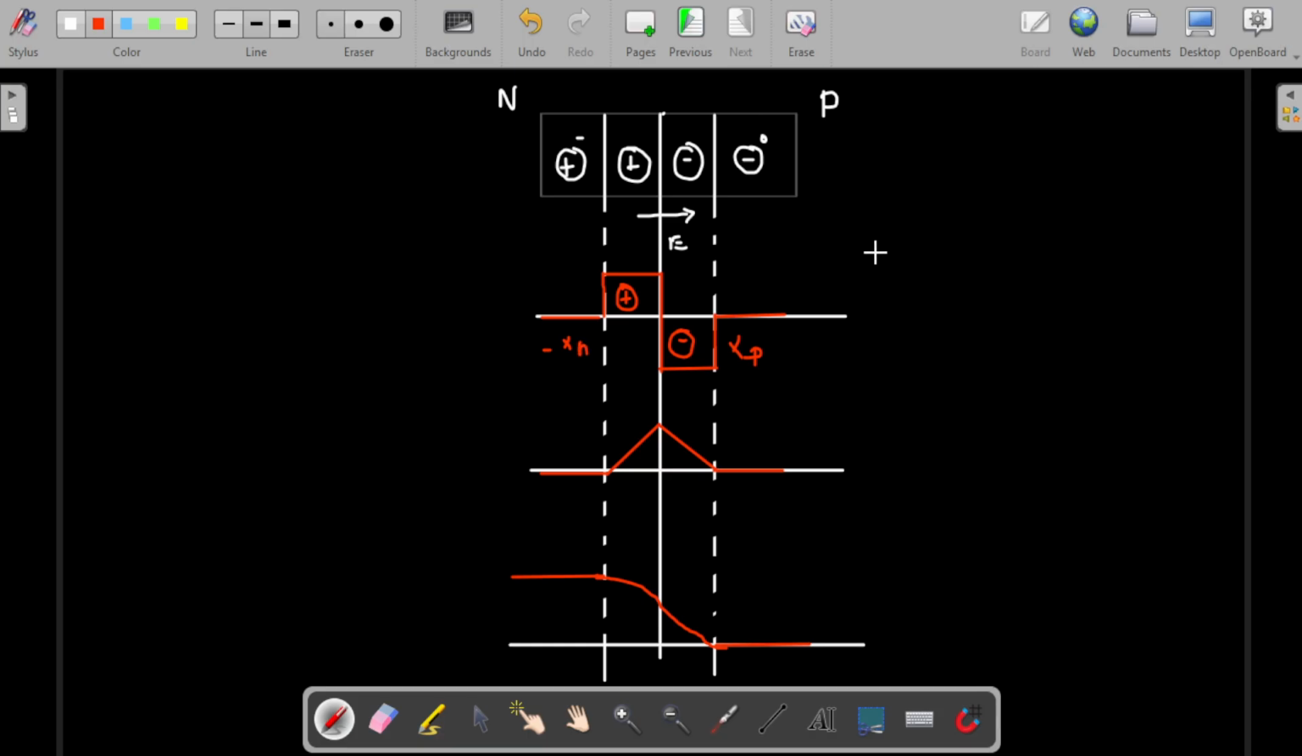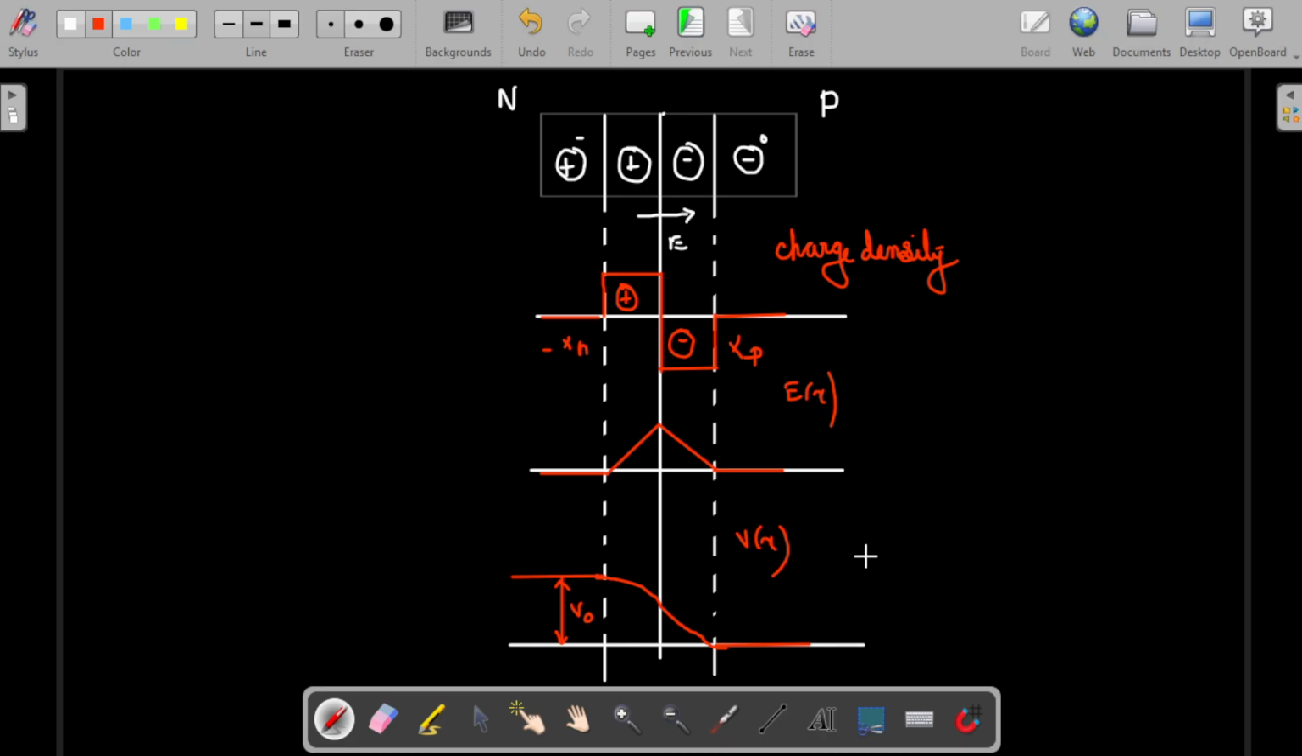So everything will be changed. So this is the charge density, this is E of x and this is V of x. This net height is V naught. Okay, this is V naught. So this is what the difference is.